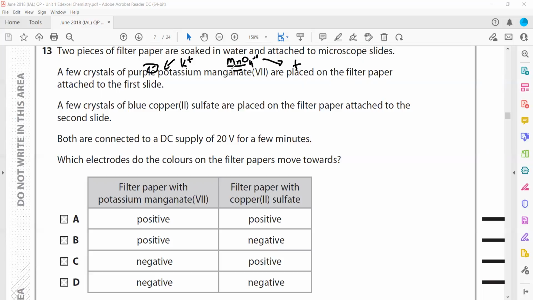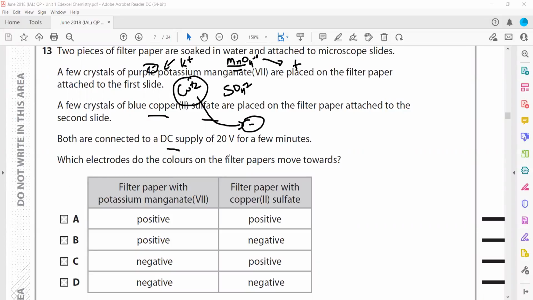A few crystals of blue copper 2 sulfate. So copper 2 sulfate contains copper 2 ions and sulfate ions. Sulfate or hydroxide ions are colorless. Only the copper ion is colored, and it is a positive ion, so it will move towards the negative. Both are connected to a DC supply.